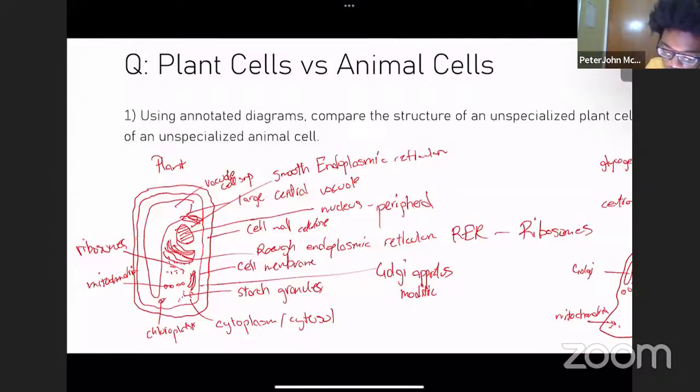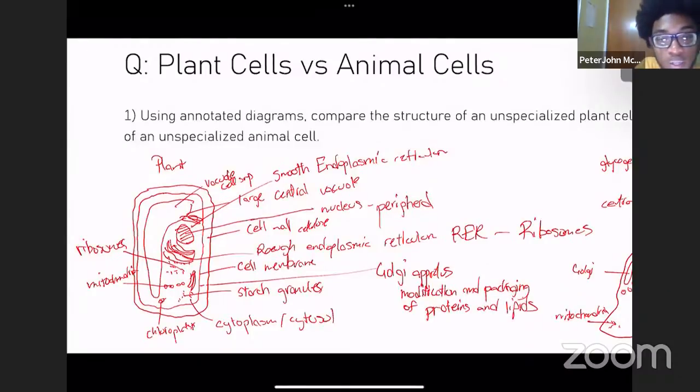Modification and packaging of proteins and lipids. If they ask you that question, that's the answer that they're looking for.